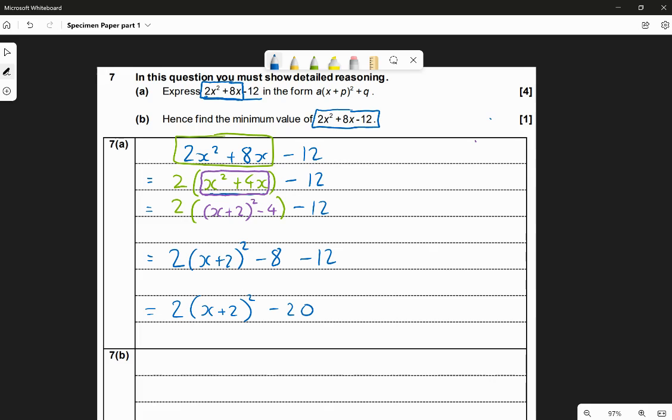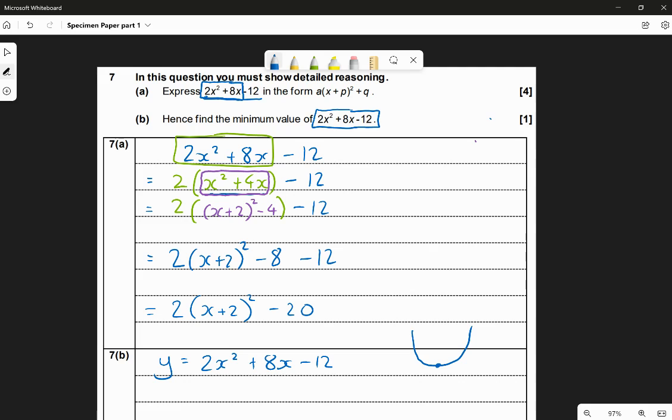Often that might be in the form of questions. You have this function, this graph of y equals 2x squared plus 8x minus 12. Find the vertex of this function. Okay, so that's a positive quadratic, so it'll look like that, or something like that, and you're finding the minimum point.